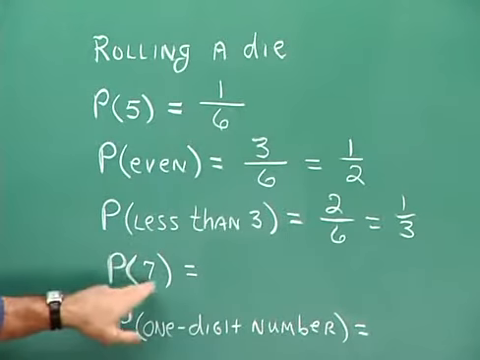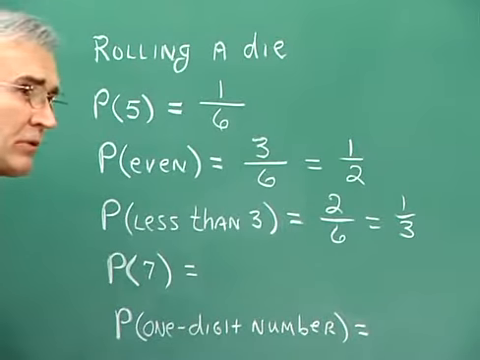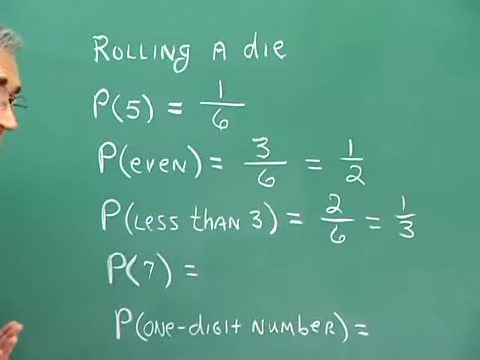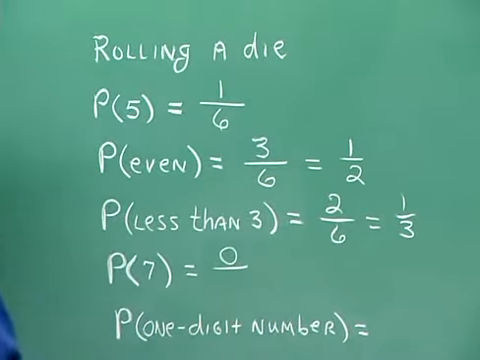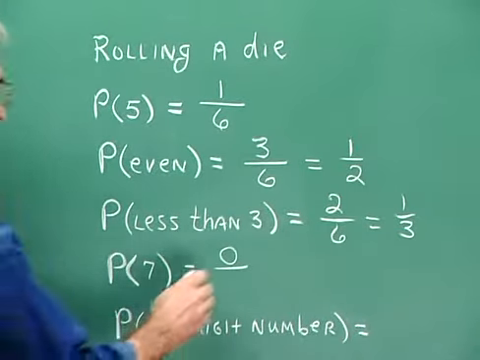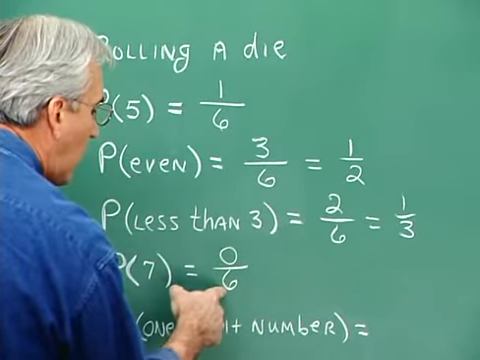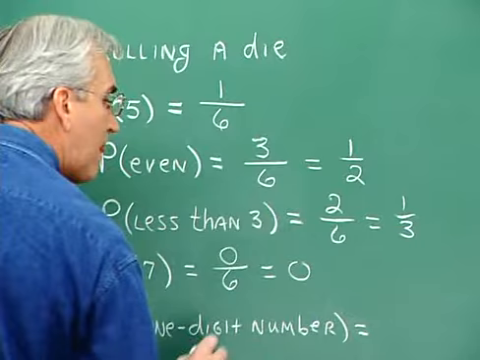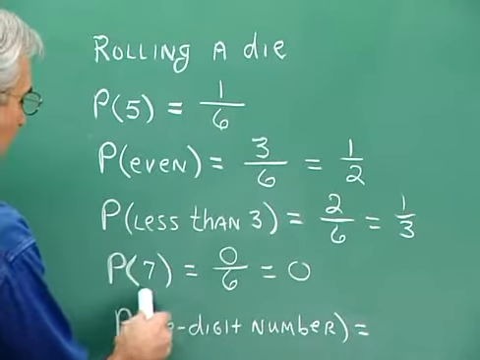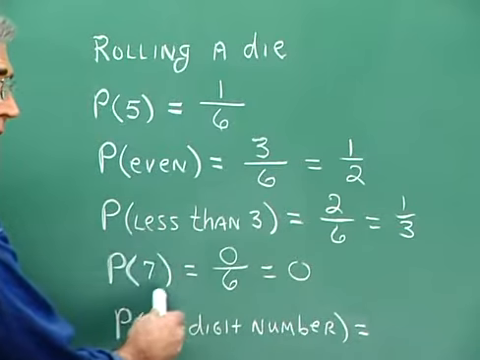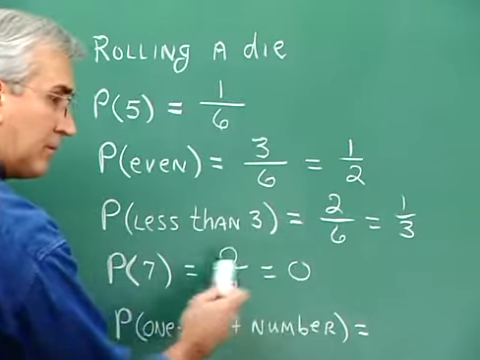What about the probability that we roll a 7? Well, gee, 7 is not even in the sample space, so this is not a possibility. So there are no possible favorable outcomes here. You see, no way to roll a 7, and there are 6 possible outcomes, so 0 over 6 is 0. And the reason I put this example in here is because this is an impossibility, and the probability associated with something which is impossible is 0.